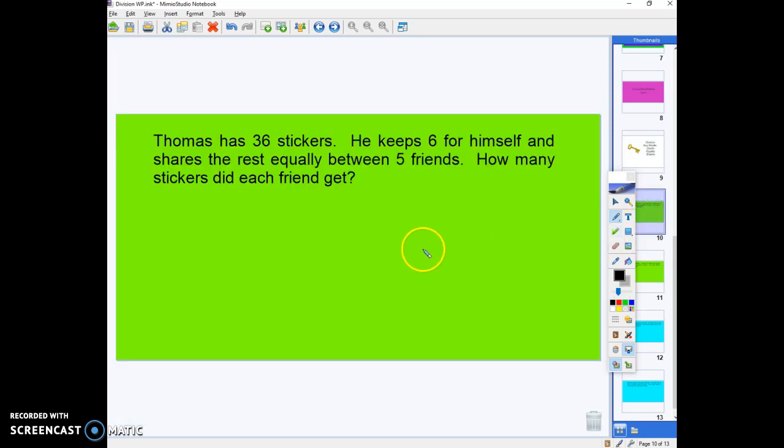Thomas has 36 stickers. He keeps 6 for himself and shares the rest equally between 5 friends. How many stickers did each friend get? So he starts off with 36. He keeps 6 for himself and then shares the rest equally between 5 friends. How many stickers did each friend get? So let's start here. I've got a lot of numbers here.